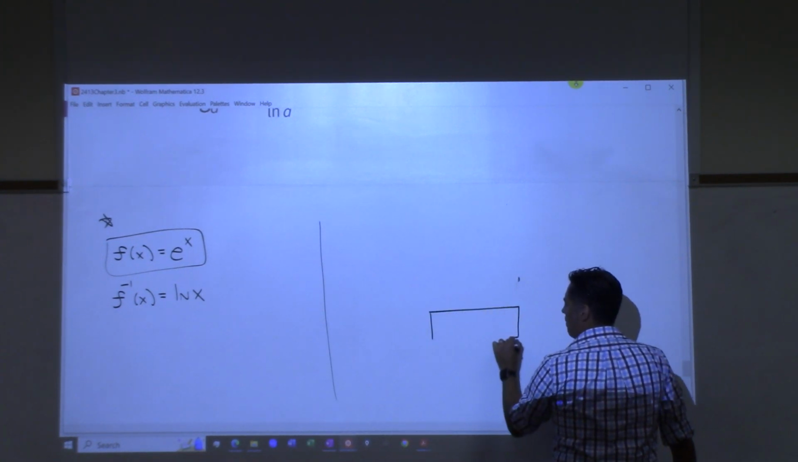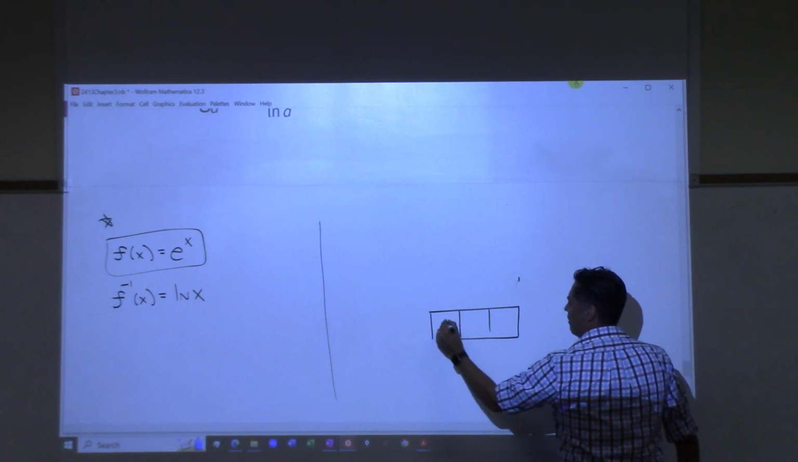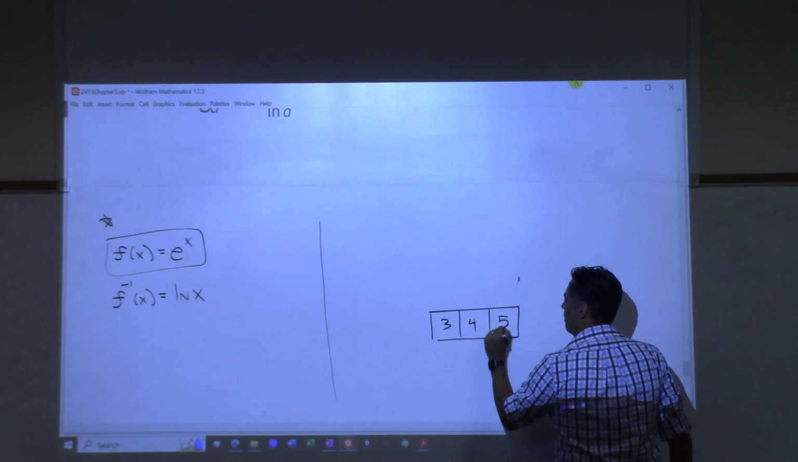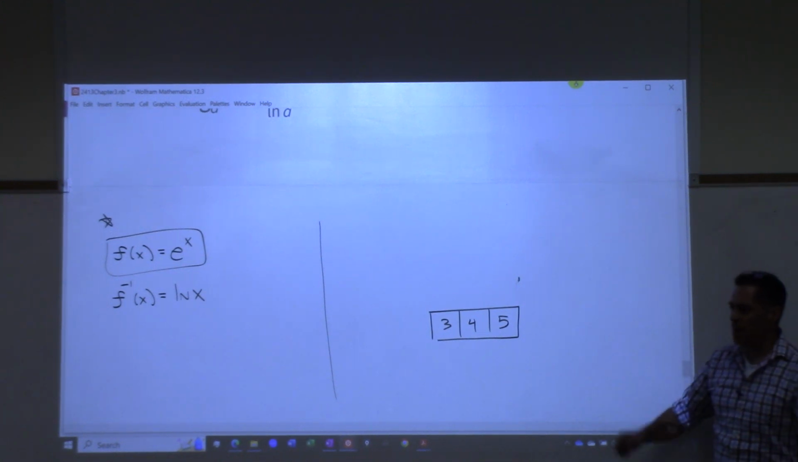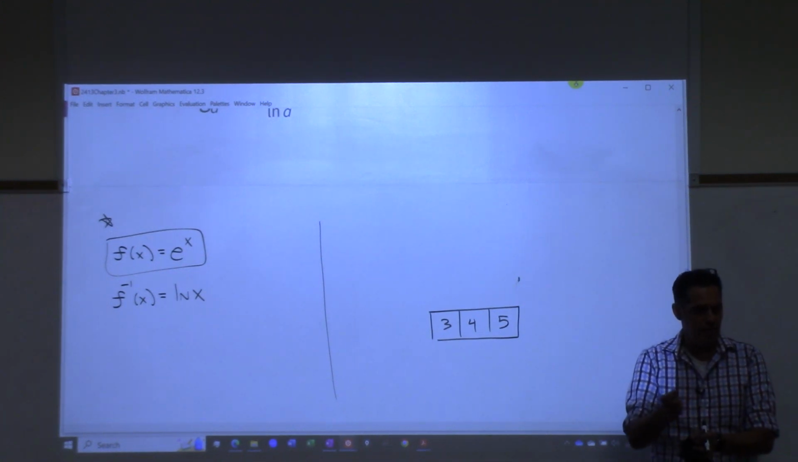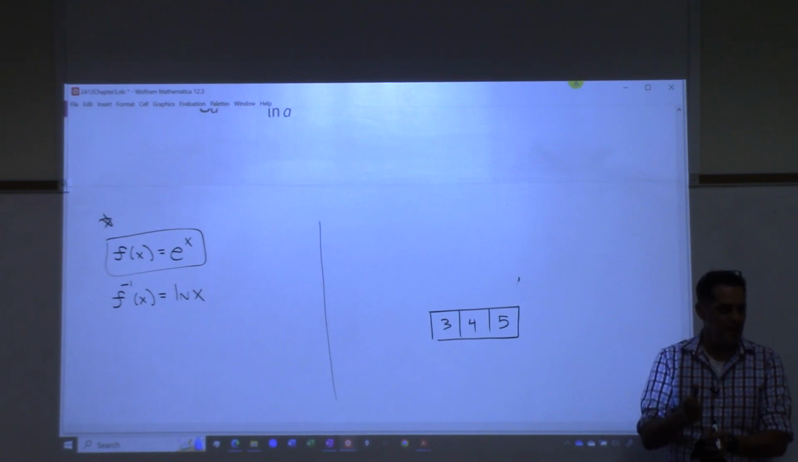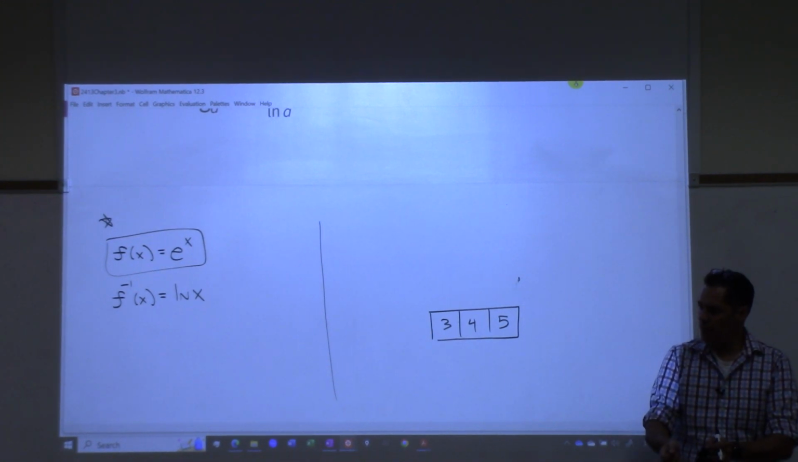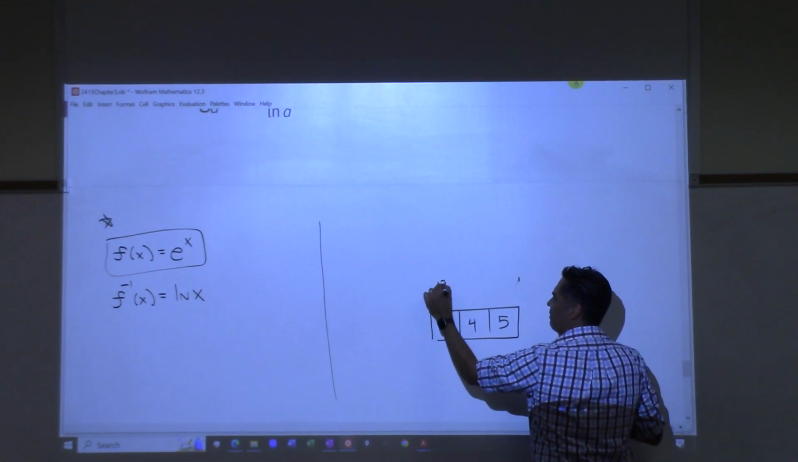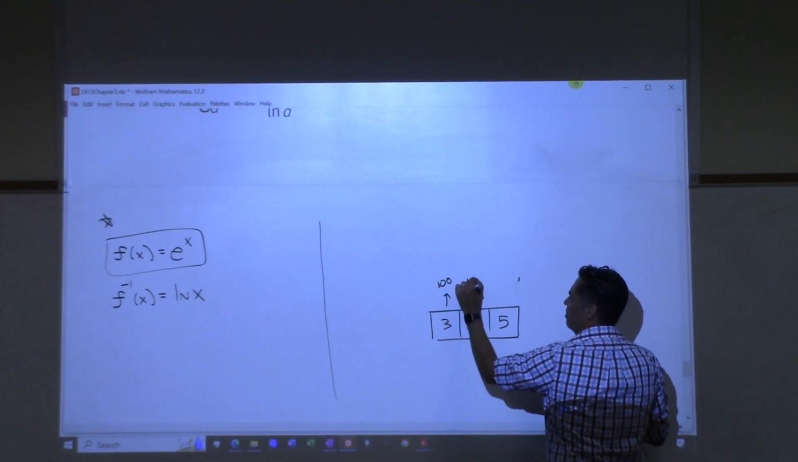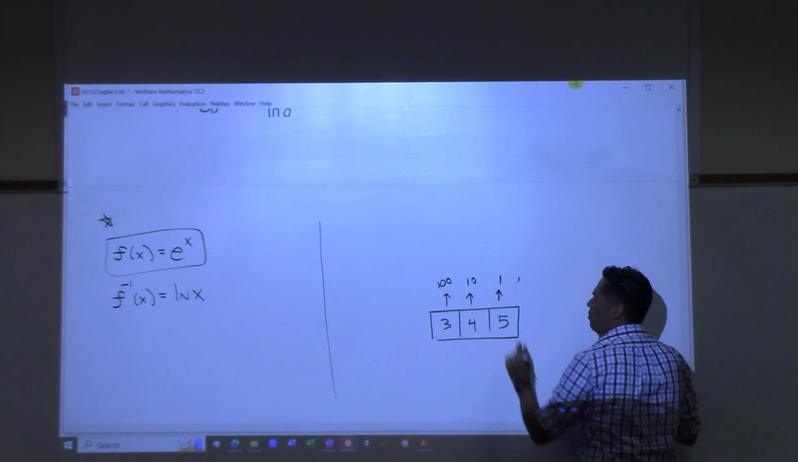All right, if I give you a 3-digit number, let's say I give you 345, okay? We all understand that if this was money, that would be like me handing you 3 hundreds, 4 tens, and 5 ones, right? So this digit right here is how many hundreds we have. This is how many tens we have, and this is how many ones we have.